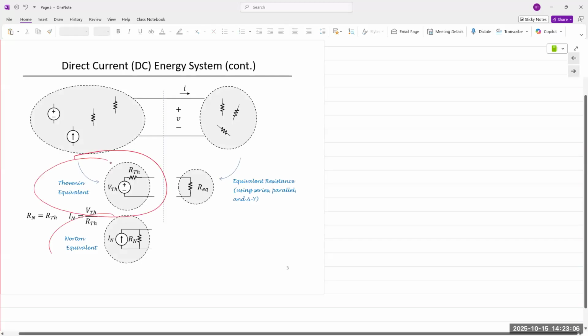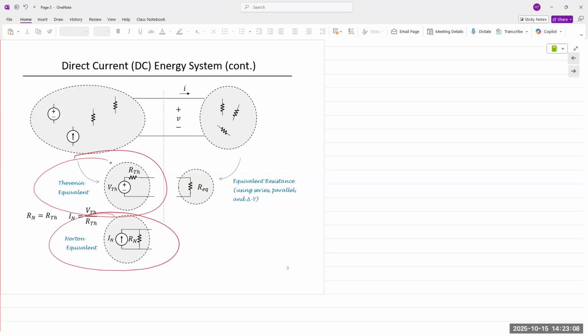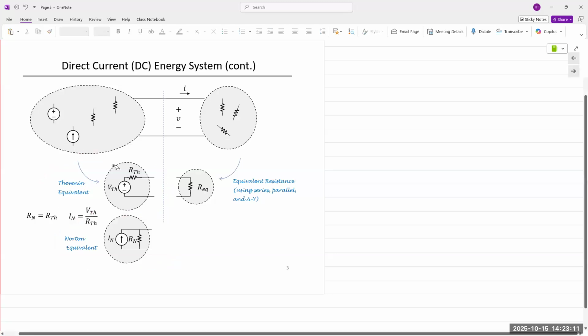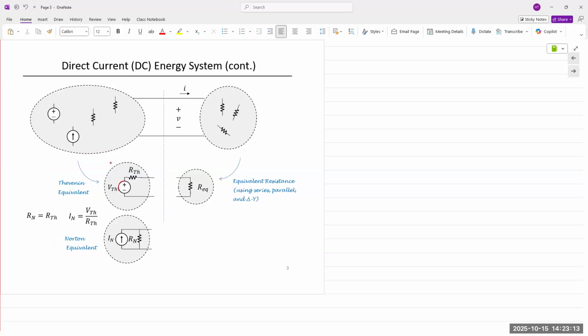Thevenin and Norton. The Thevenin equivalent is a voltage source in series with a resistance. Norton is a current source in parallel with a resistance.